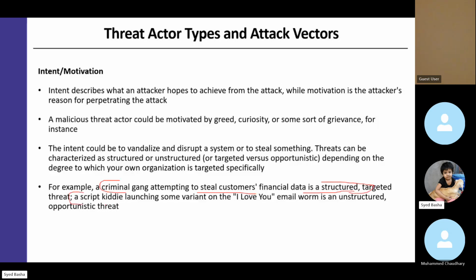Does anyone know about script kiddie? No? Okay, this is directly opposite to the criminal gang. In a criminal gang, they know the team, they have the capabilities, and they know what tools they are going to use for this attack. They are well scheduled, and they know what they are going to do and whom they are going to attack. Everything they know. That is called a structured attack.